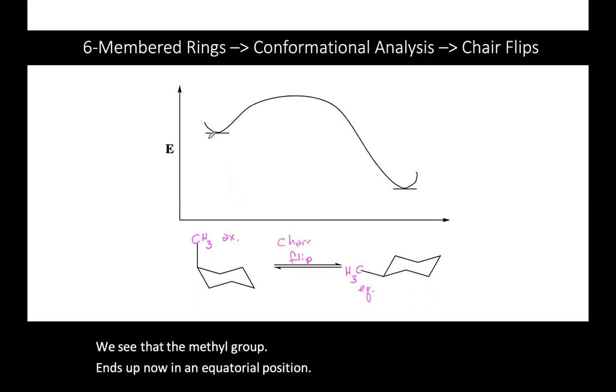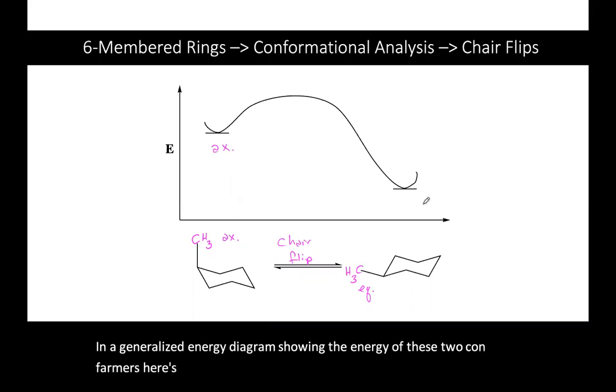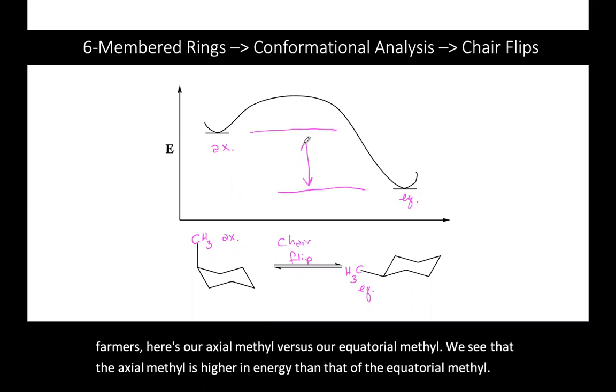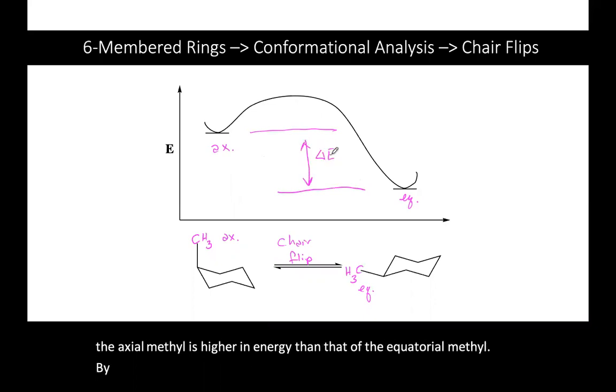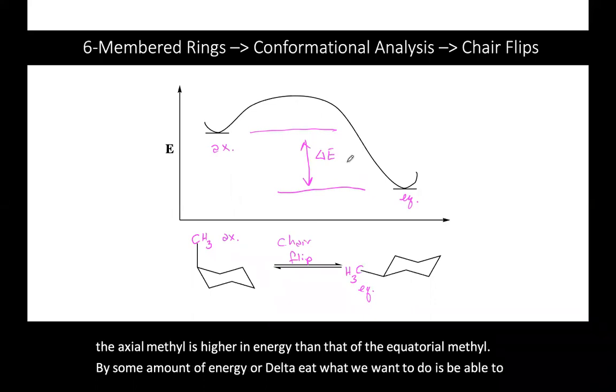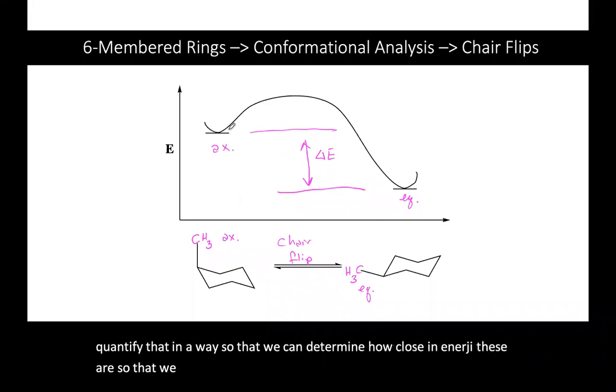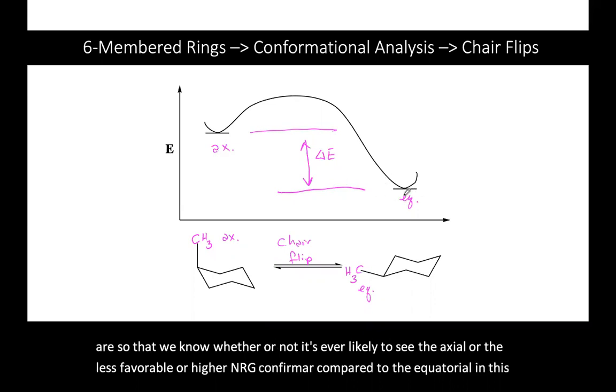In a generalized energy diagram showing the energy of these two conformers, here's our axial methyl versus our equatorial methyl. We see that the axial methyl is higher in energy than that of the equatorial methyl by some amount of energy, or delta E. What we want to do is quantify that so that we can determine how close in energy these are, so that we know whether or not it's ever likely to see the axial, or the less favorable, higher energy conformer compared to the equatorial, which will be lower in energy.